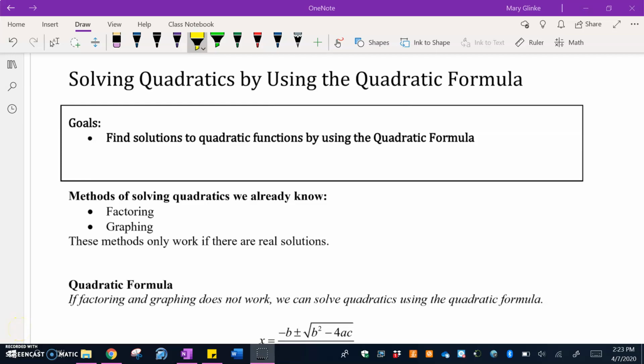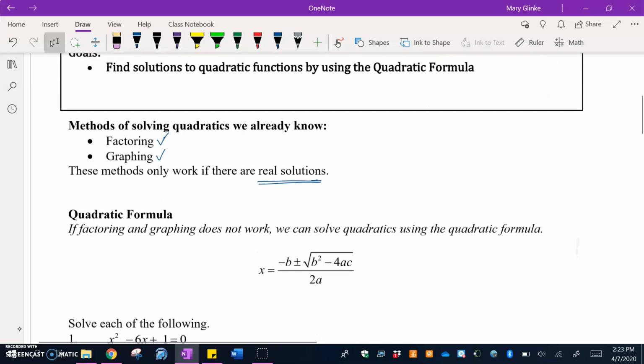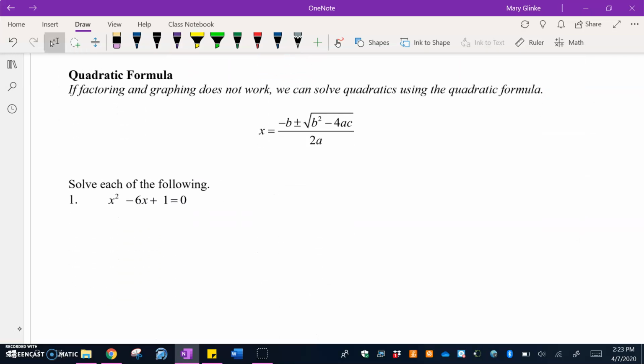Today our goal is to solve quadratics by using the quadratic formula. In the past, we have solved quadratics by factoring and by graphing, but these methods only work if there are real solutions. If there are imaginary solutions, you cannot get your answer by factoring or graphing. So we need another way. Another method of solving is the quadratic formula.